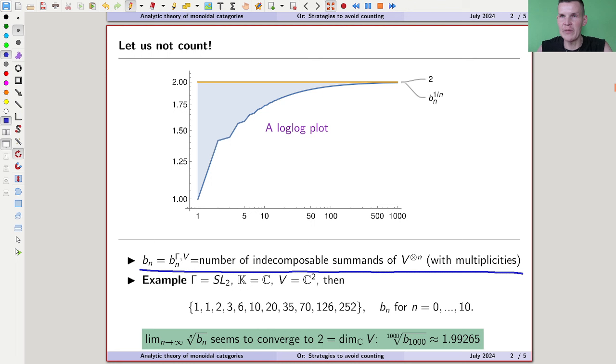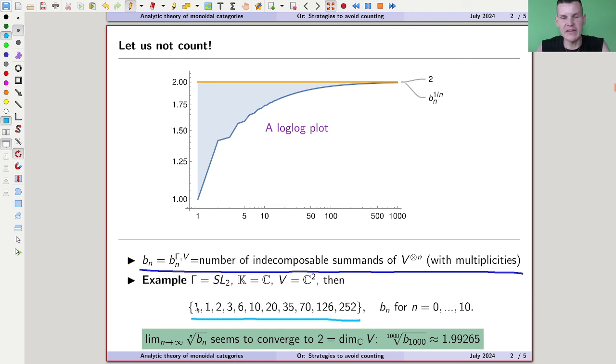So what could happen here, for example, you can do something like SL2. You can take the complex numbers and the defining so-called vector representation of SL2. This is really where SL2 acts as matrices. And you write down the sequence. Okay, fine, whatever you get: 1, 1, 2, 3, 6, 10, whatever it is.